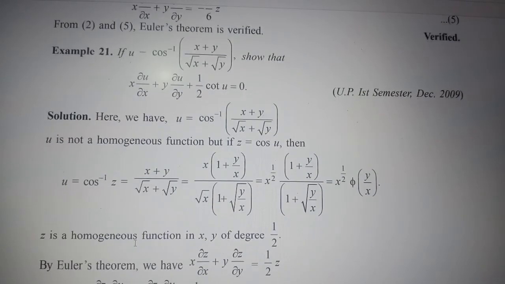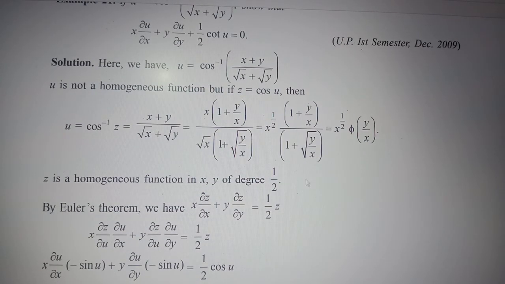We take root x outside, and it is x power half of a function of y by x, and it is a homogeneous function of x and y of degree half. We can follow Euler's theorem, that is x into dou z by dou x plus y into dou z by dou y is equal to half z.